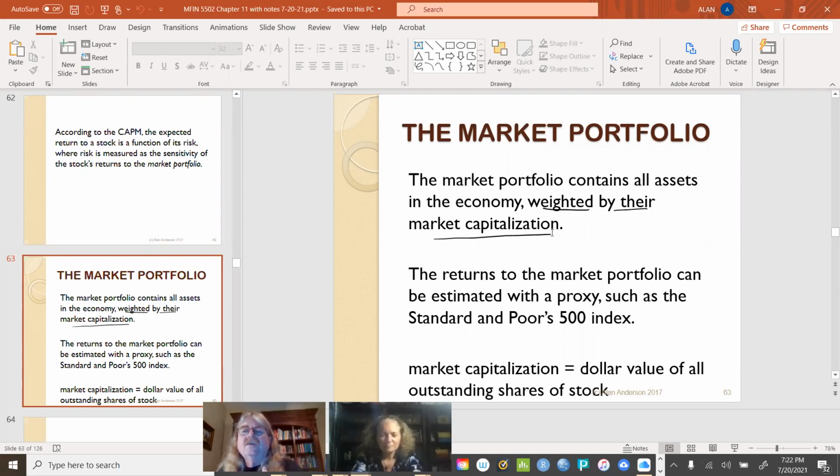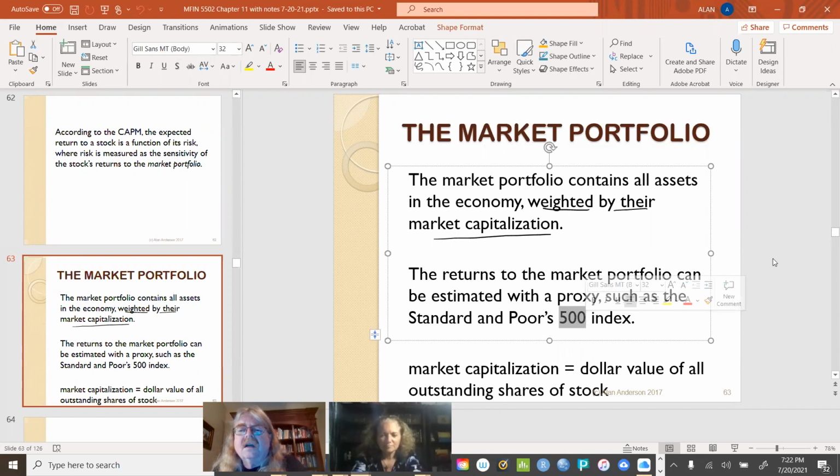So what we often do is use a proxy or substitute for it, which is usually the Standard & Poor's 500. The Standard & Poor's 500 contains the 500 largest stocks in the economy, weighted by their market capitalization. So it's a pretty good choice, although there are others that we could use as well. But this one seems to be the most popular.